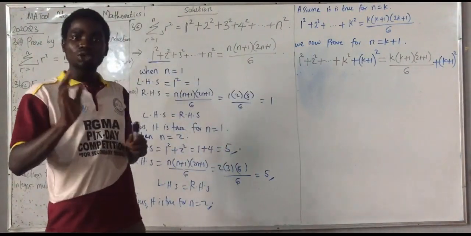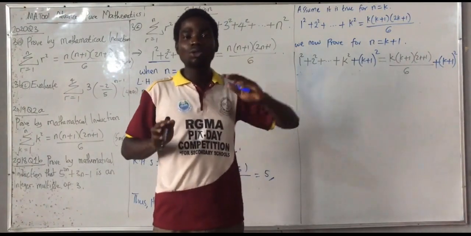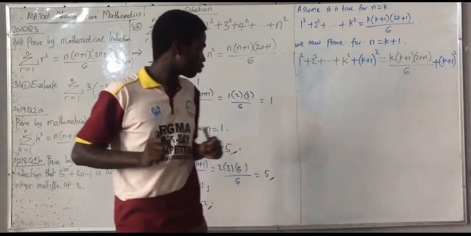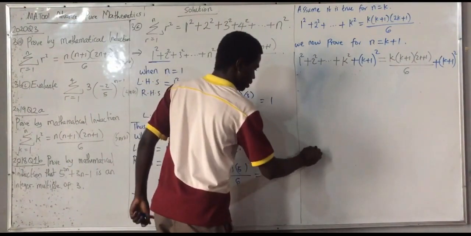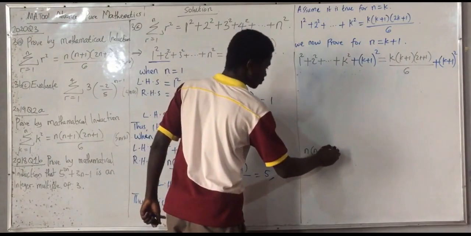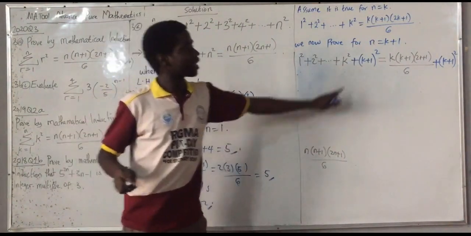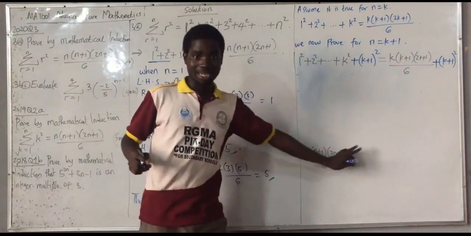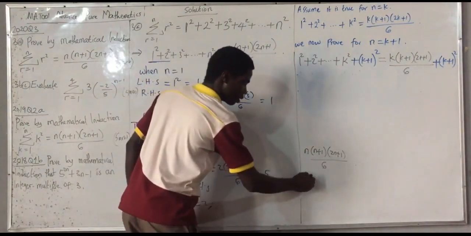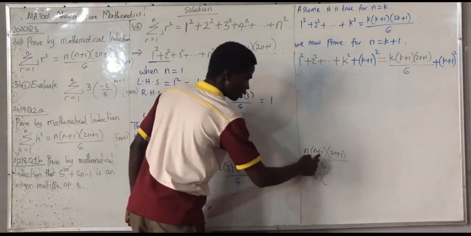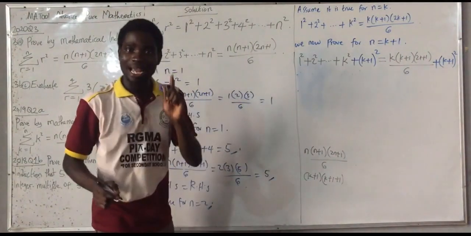Now look at how you will know you are correct when you simplify this right hand side. Come to the back door. Let me show you. Look at this: n plus 1, 2n plus 1 over 6. Replace everything with k plus 1. Replace n with k plus 1 anywhere you see n. This n will become k plus 1, and this one will become k plus 1 plus 1. Anywhere I see n, I'm putting k plus 1.